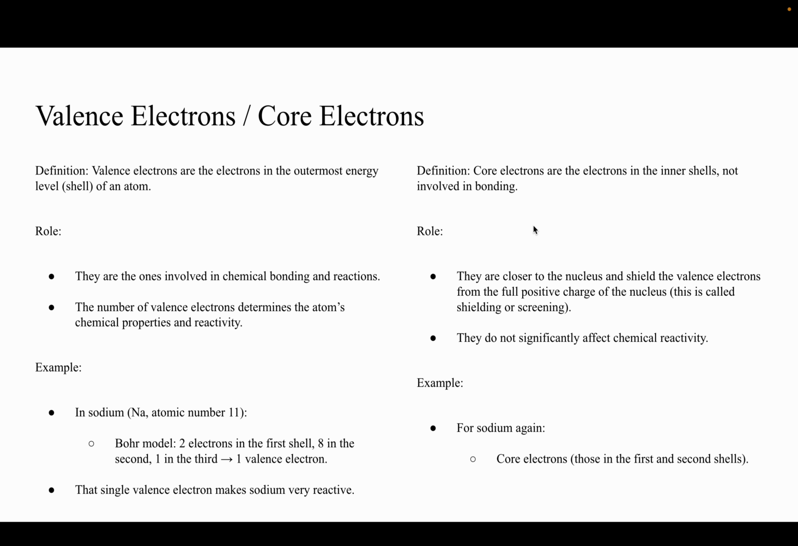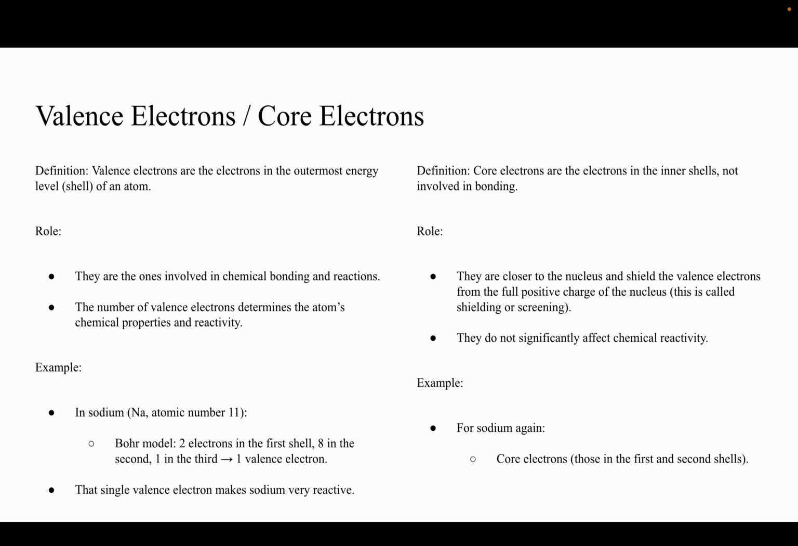Here we have valence electrons and core electrons. Valence electrons are the electrons in the outermost energy level, or the shell, of an atom. They are the ones that are involved in chemical bonding and reactions, and the number of valence electrons determines the atom's chemical properties and reactivity.